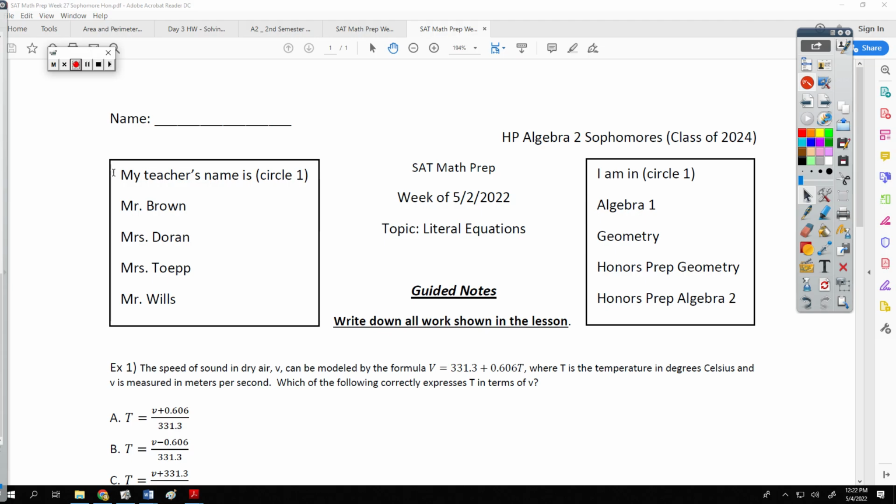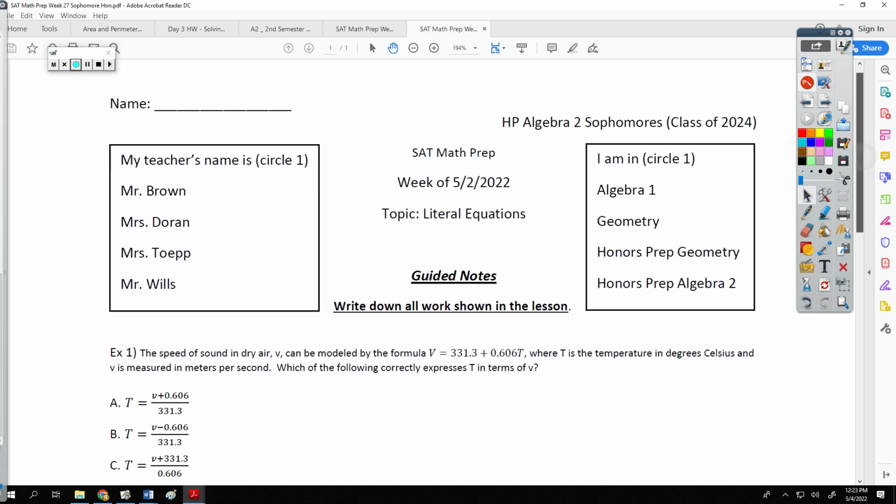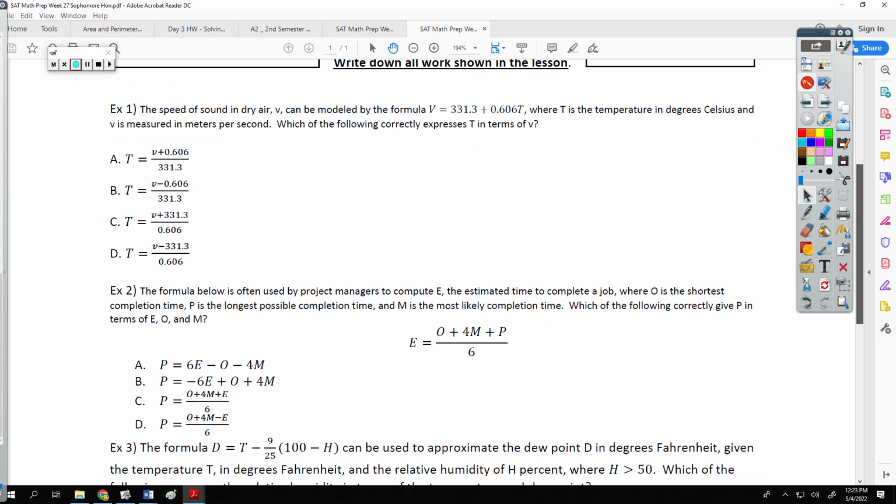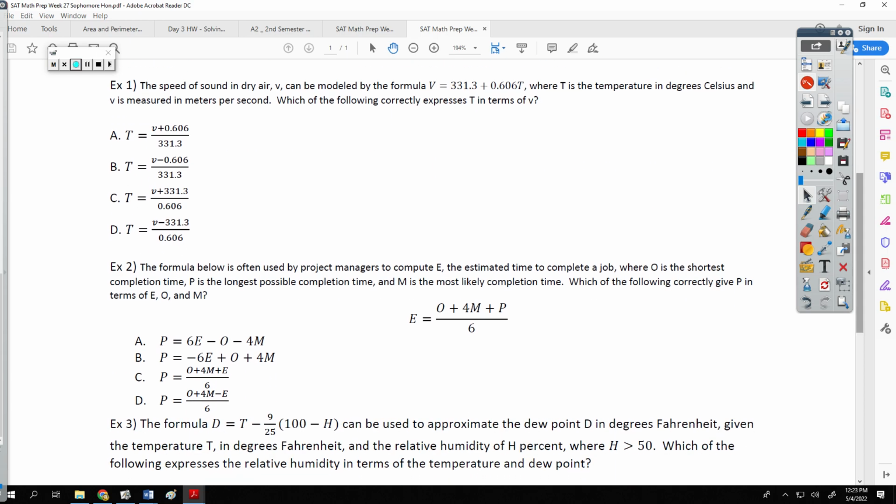Our topic this week is literal equations, which is where we take a formula and we solve for a specific variable. So it's an abstract approach to solving equations. Again, it should not be any big deal for us to do so. So we're going to go through several examples. Please make sure you're taking good notes so that you have them available to you when we are doing the skill check.